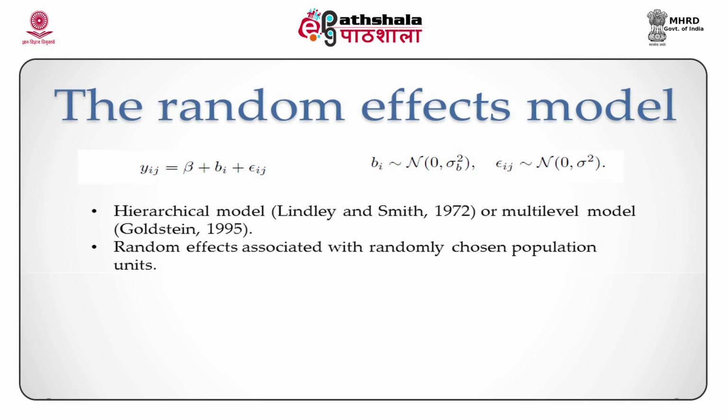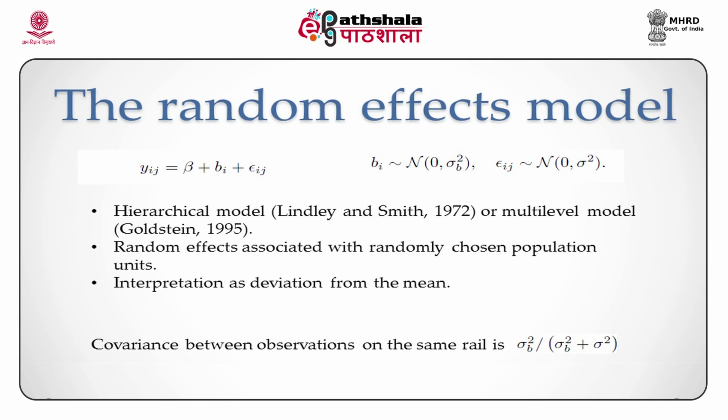The way the random effects have been parametrized, instead of beta_i, we are writing it as beta plus Bi, which means that beta can be interpreted as the overall mean and Bi is the deviation from the overall mean for the ith rail. It is quite common to parameterize a random effect as a deviation from the mean, and that is why we assume that the deviations are normally distributed and that the mean of these random effects can be assumed to be 0.